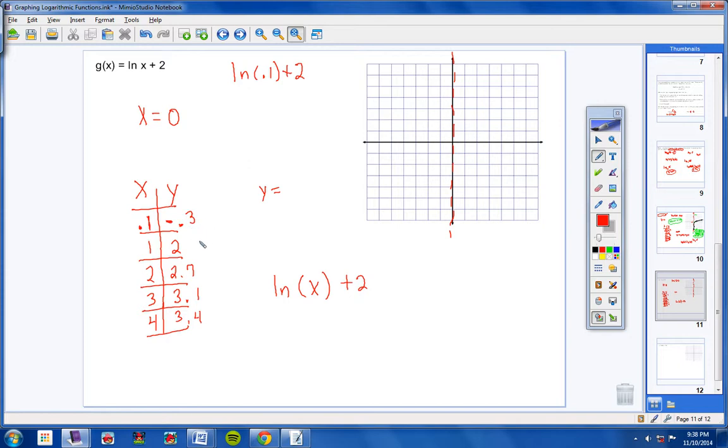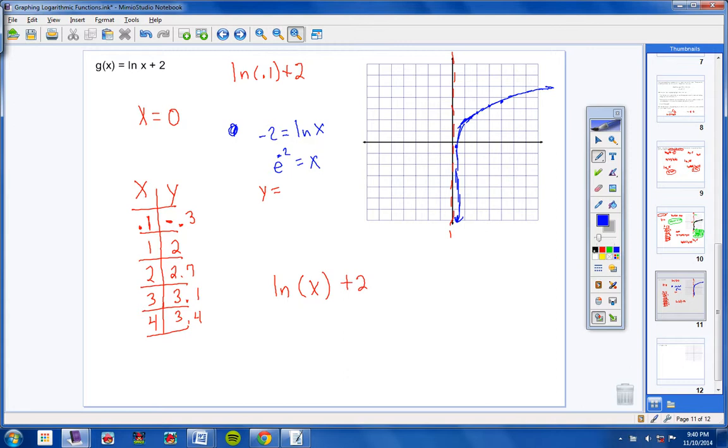Okay, so we're ready to sketch this graph. 0.1 is negative 0.3, so about right here. 1 is up 2. 2 is up 2.7. 3 is up 3.1. 4 is up 3.4, about right here. So there we go. We've got a pretty good idea of what it looks like. It's always going to be a curve, just like your exponentials.